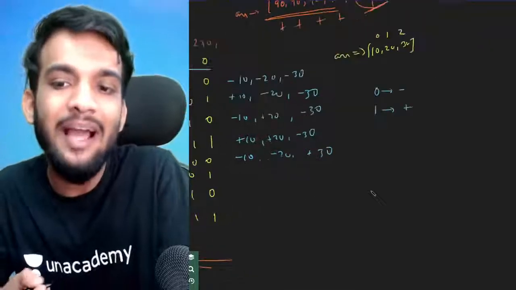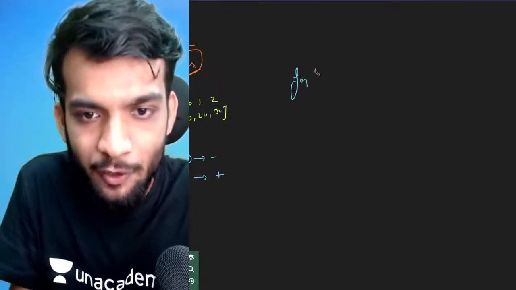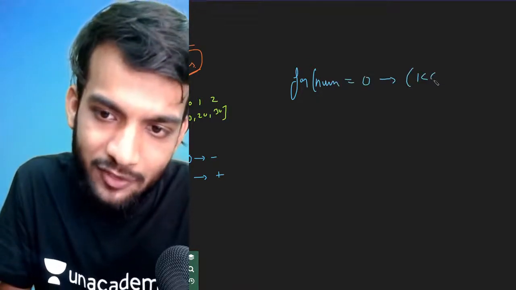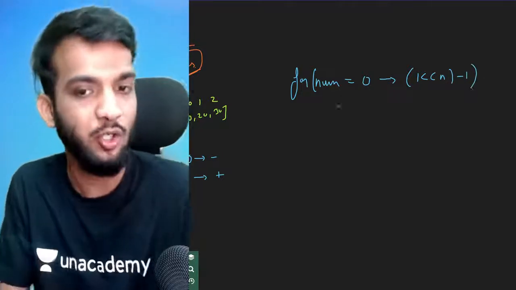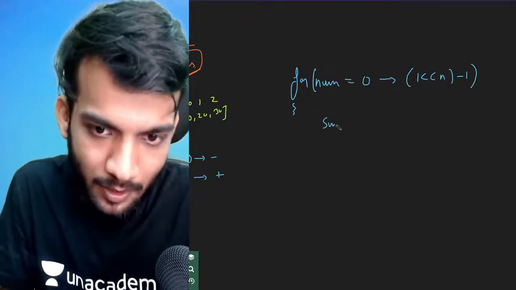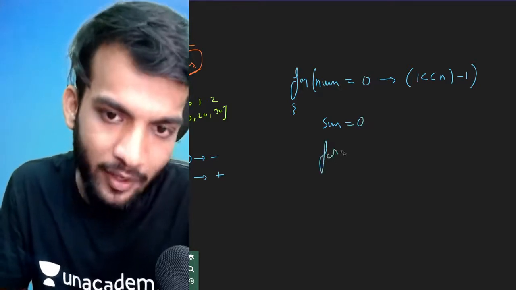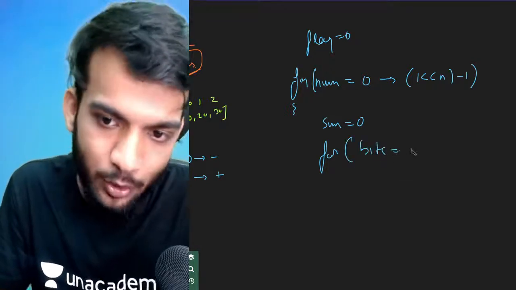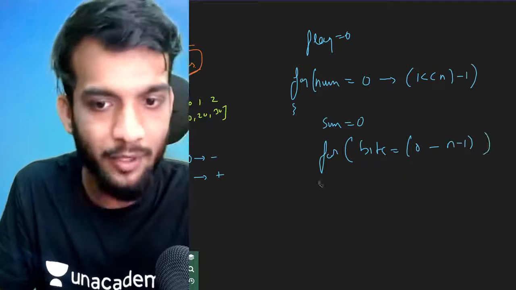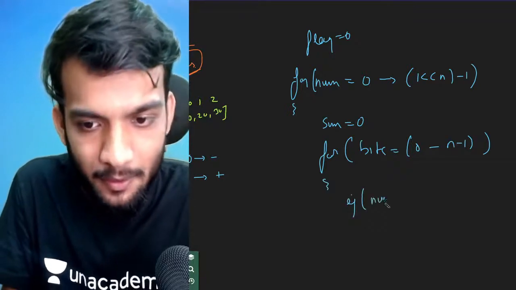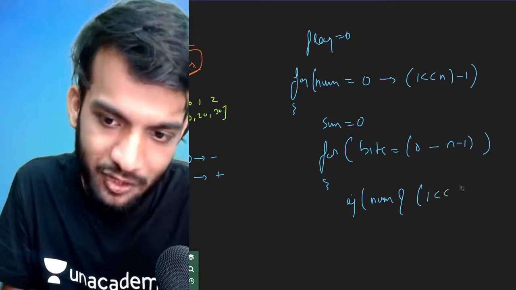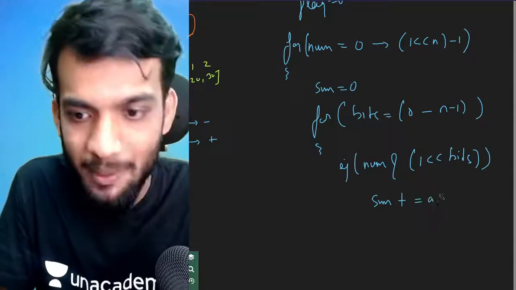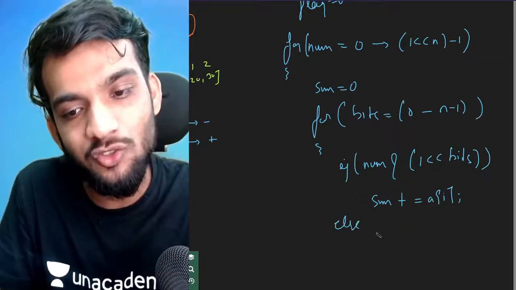So can I say my code will be something like this? If you remember, for number equal to 0 till 1 left shift of n, that's how your power set looks like. Can I keep a sum equal to 0? And can I keep a flag as 0, and a for loop which says bits equal to 0 to n-1? And can I say if number and 1 left shift of bits is set, that means it's a plus, or else it's a minus?